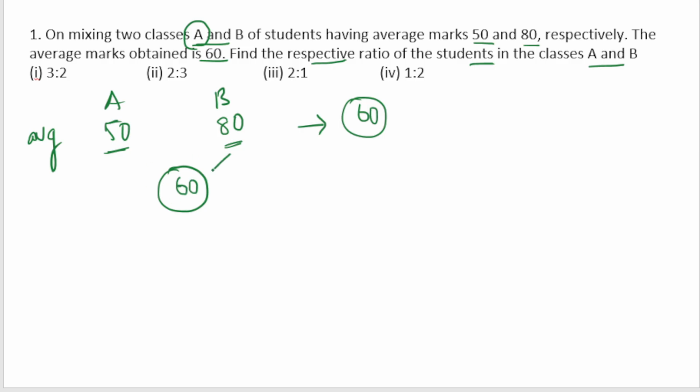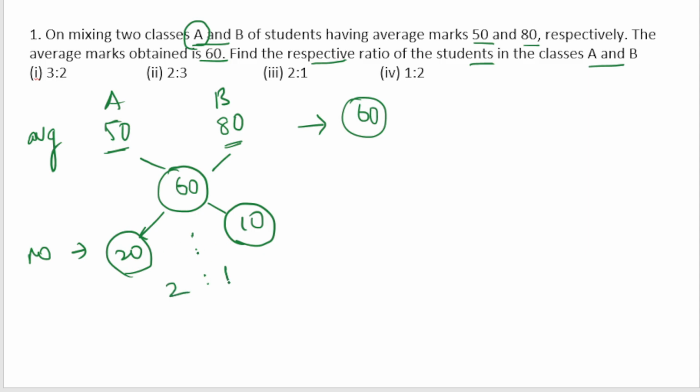And now we will find the difference here, 80 minus 60. We will find the difference in a diagonal way. It is 80 minus 60 is 20, and here 60 minus 50, it is 10. Okay, so these are the number of students. Number of students in section A is 20 and the number of students in section B is 10. Okay, although this is not the correct number, but from this we can find the ratio. So the ratio of number of students in class A to class B is equal to 2:1. This is the answer. Third option.